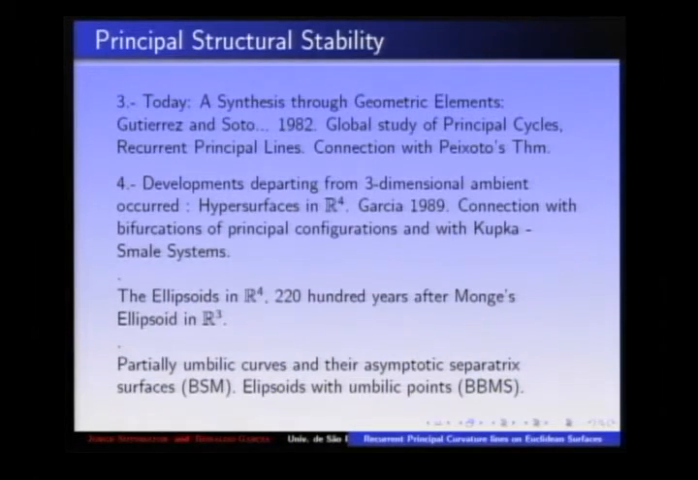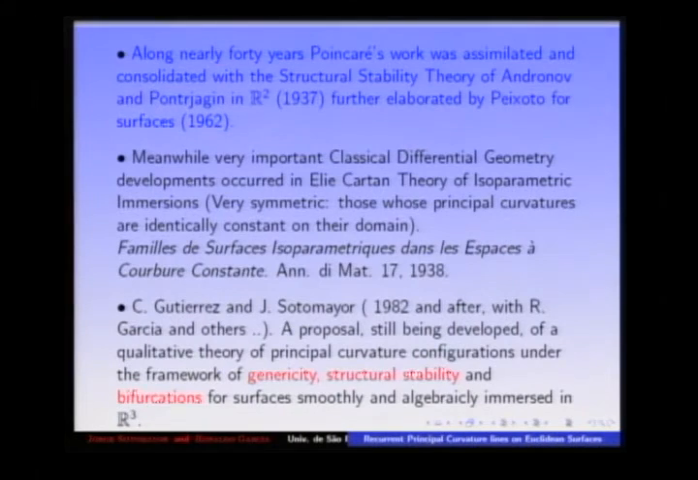I will not have the time to talk about this. So I am reaching more the subject of my lecture. So Poincaré's legacy was assimilated by Andronov and Pontryagin in 1937, and further elaborated by Peixoto for surfaces in 1962.